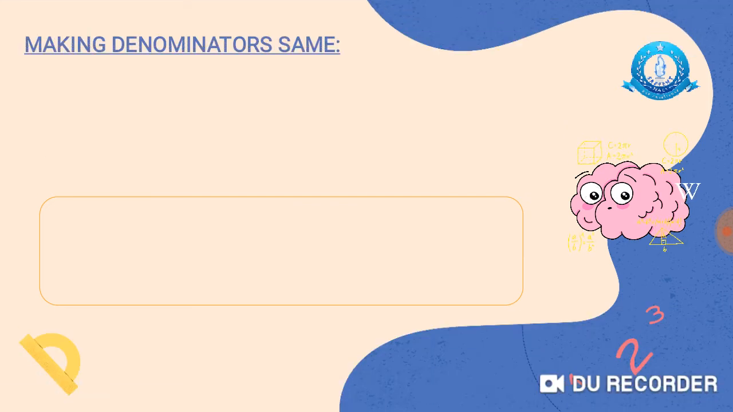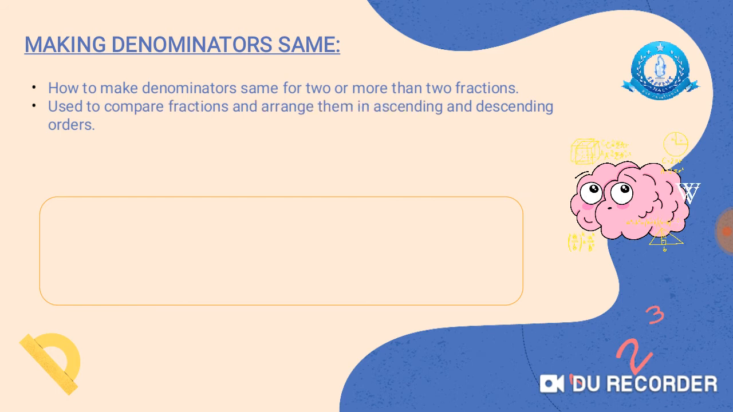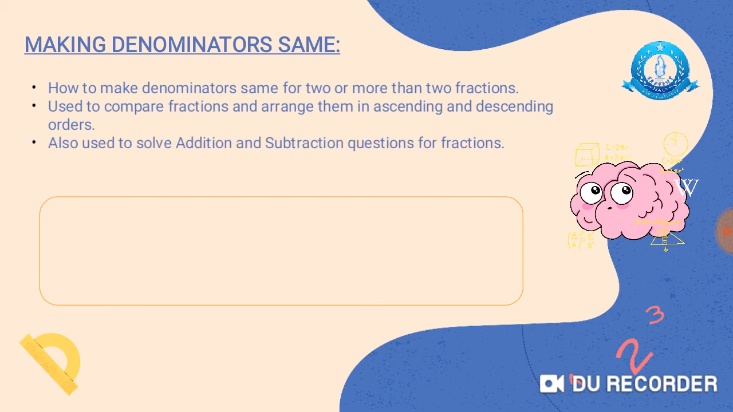Another very important concept from this chapter. Denominators same are used to compare the fractions and then arrange them in ascending or descending orders. We make the denominators same of 2 or more fractions to solve our addition and subtraction questions.